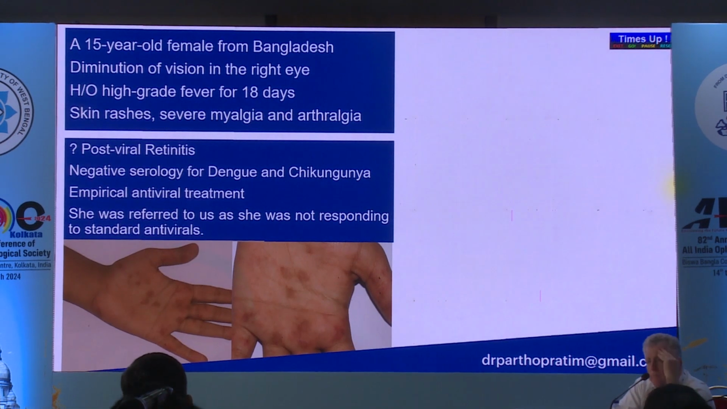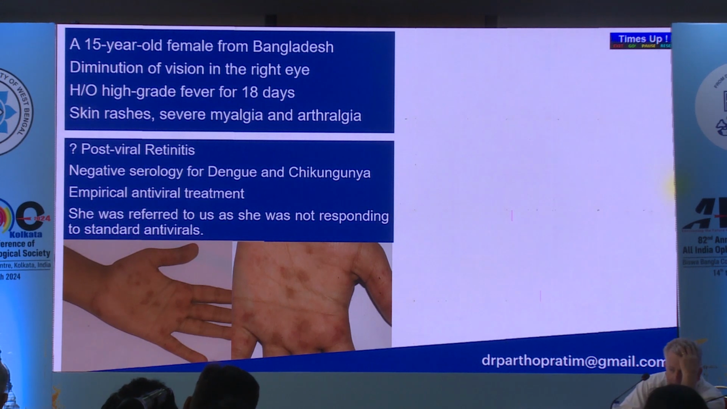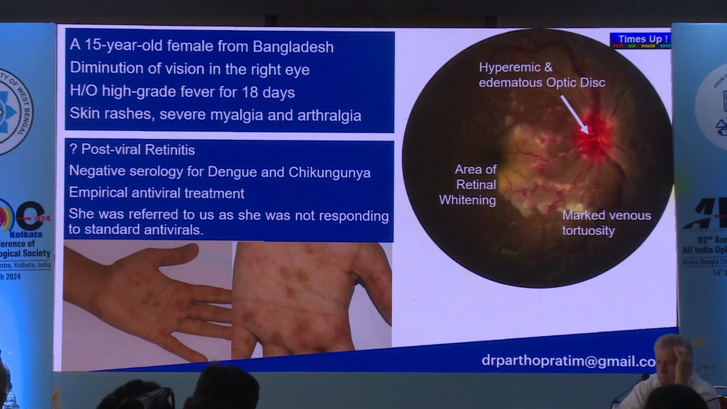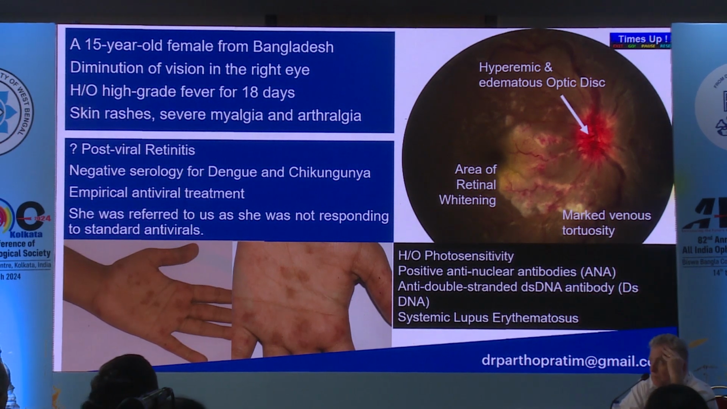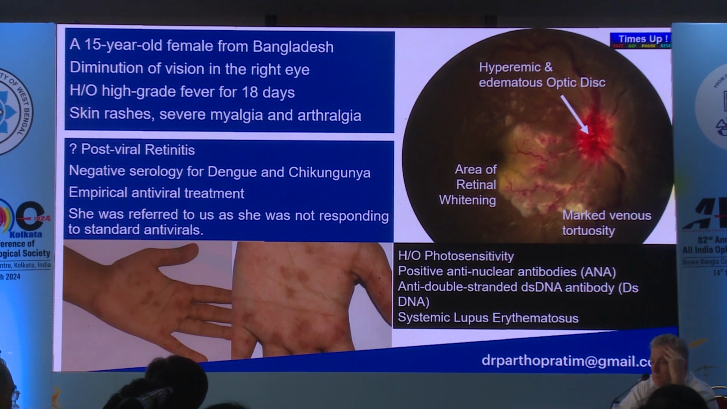Now when we talk about fever and retinitis, this is a girl referred from Bangladesh, who had a diagnosis of post-viral retinitis with rash, myalgia, and you can see the joint pain. The girl presented with a picture like this, you can see there was an area of retinal whitening. You can see marked venous tortuosity and a hyperemic disc. The only positive was that the girl informed us about a history of photosensitivity, and the subsequent investigation showed that she was positive for ANA, and subsequently we found that it was a case of systemic lupus erythematosus.